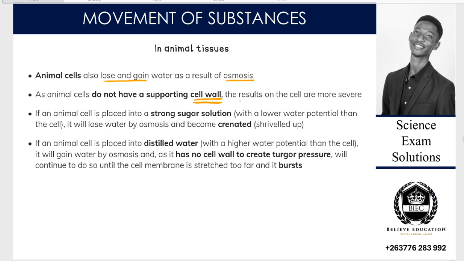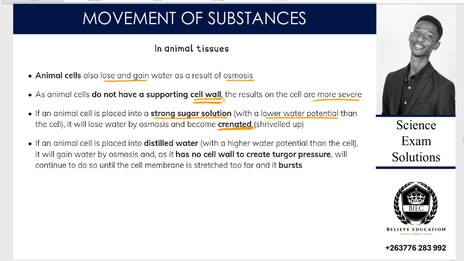So the results, let's continue. The results on the cells are more severe. In animal cells, if an animal cell is placed into a strong sugar solution with lower water potential than the cell, it loses water by osmosis and becomes crenated. It shrinks and becomes shriveled up, like raisins. Raisins look like something that has been squeezed and all the water has come out.